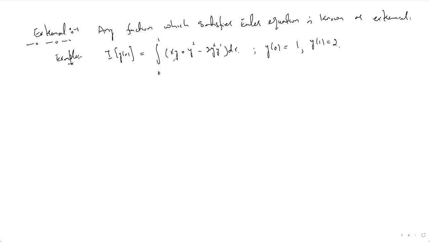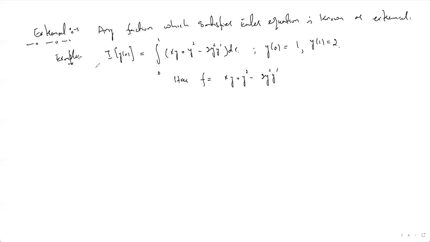We need to check whether this function f, which is simply xy plus y square minus 2y square y prime, is an extremal or not, that is, whether this particular function has a stationary value and whether it will satisfy the boundary conditions or not. So we can check this: if it satisfies the Euler equation, then we will say that yes, this particular function is an extremal.